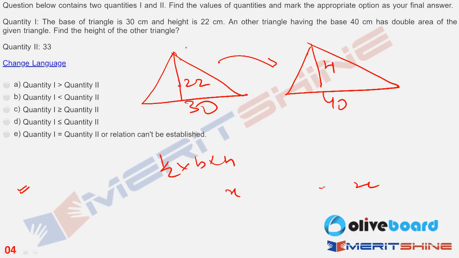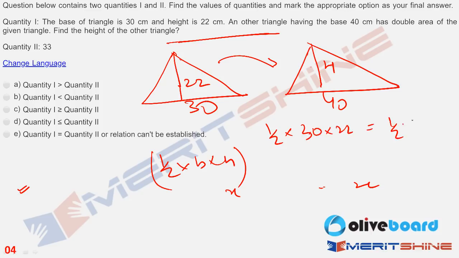I hope at least the triangle area all of you should know, which is half base into height. If you know that, all you have to do is just write it down. Half, say, 30 into 22 is equal to half 40 into h. But what is given? This new triangle is twice the original. That is all you have to equate. So this is gone. Yeah.